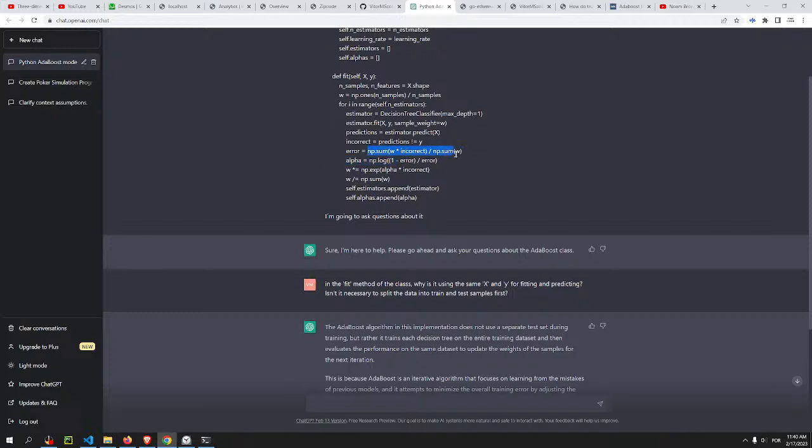And then the thing here is just the math. There is the sum of the weight times incorrect, which are the values of the incorrect predictions.